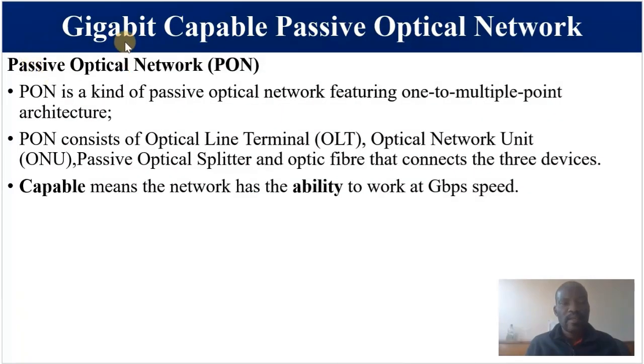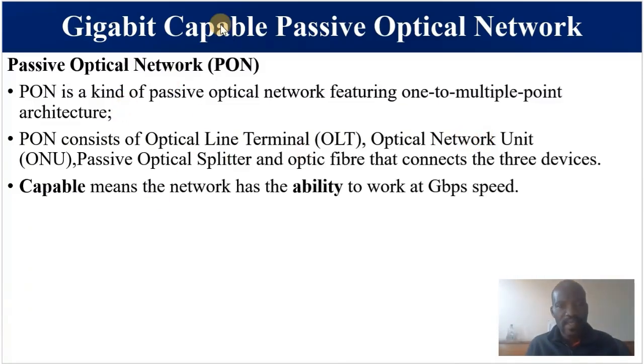What basically is a PON? PON stands for Passive Optical Network. From this name, you can deduce that it runs on optic fiber. So this is a kind of passive optical network that features one-to-many architecture. It consists of the OLT, ONT, the splitter, as well as the fiber that connects the OLT, the ONT, and the splitter.